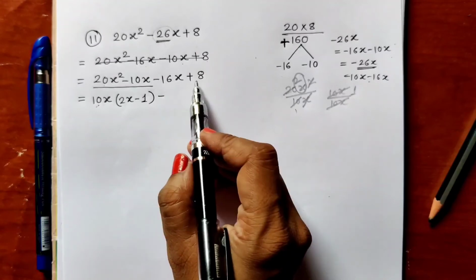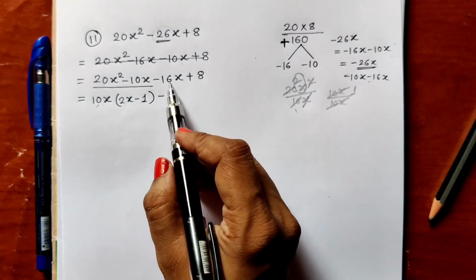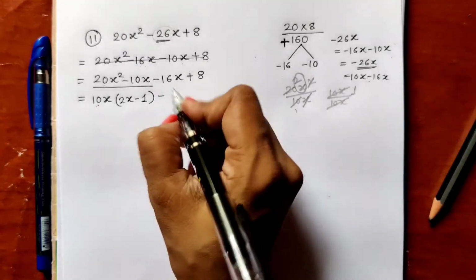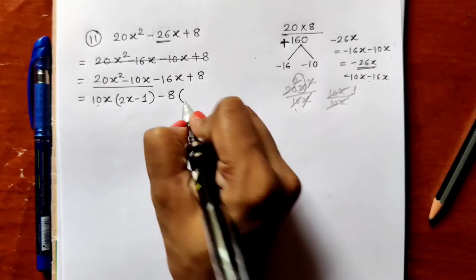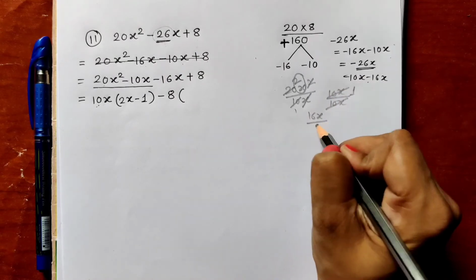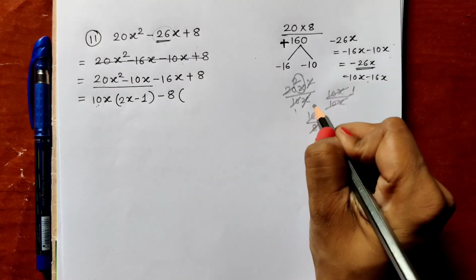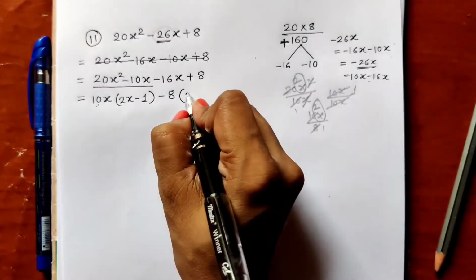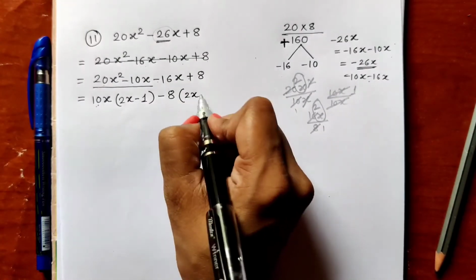From 16x and 8, we can see that 16 is the bigger number, 8 is smaller, and 16 is divisible by 8. So the smaller number we can take out common. Inside the bracket, what should be written? 16x divided by 8. 8 ones are 8, 8 twos are 16, and this x remains, so 2x is remaining. 2x plus minus minus sign.